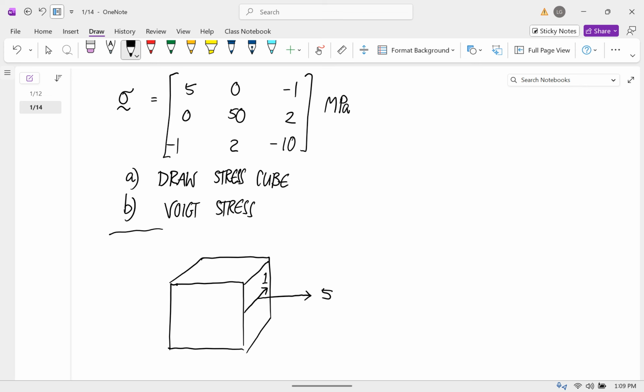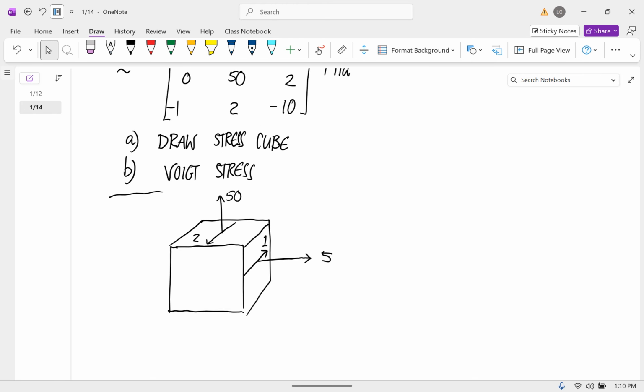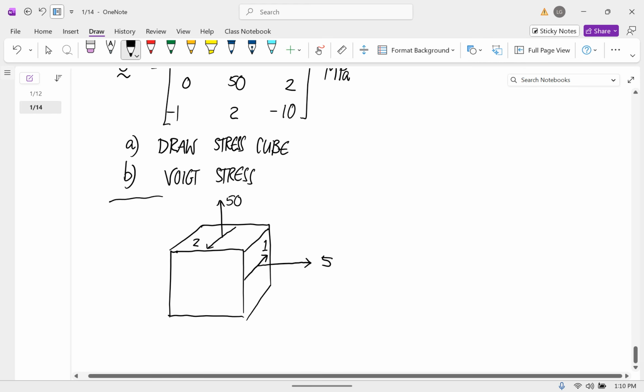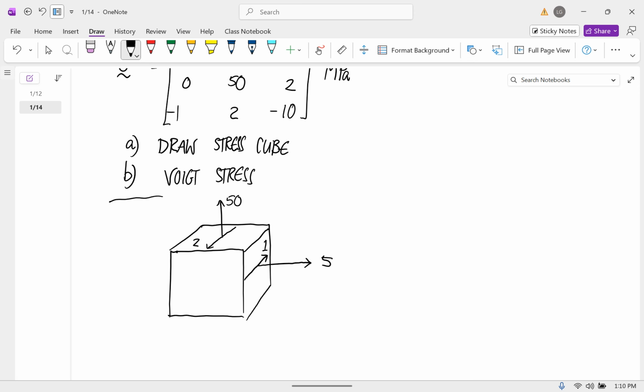And now I'll go to the Y face. So the normal is 50. On the Y face in the X direction, there's nothing, so I'll leave that off. On the Y face in the Z direction is 2, so I'll write that like this. And now on the Z face, in the Z direction, we have -10, so I'm going to draw that in the negative Z direction and call it 10.